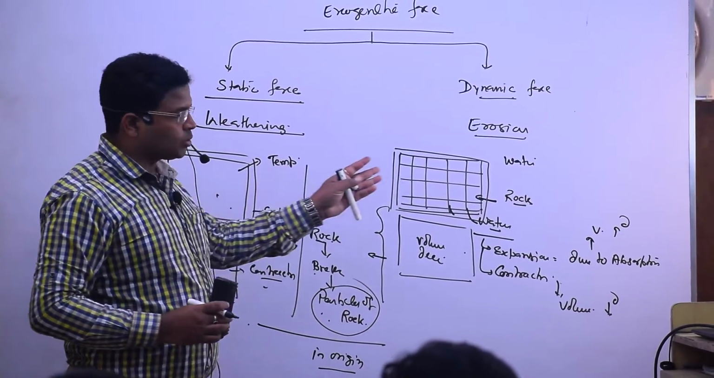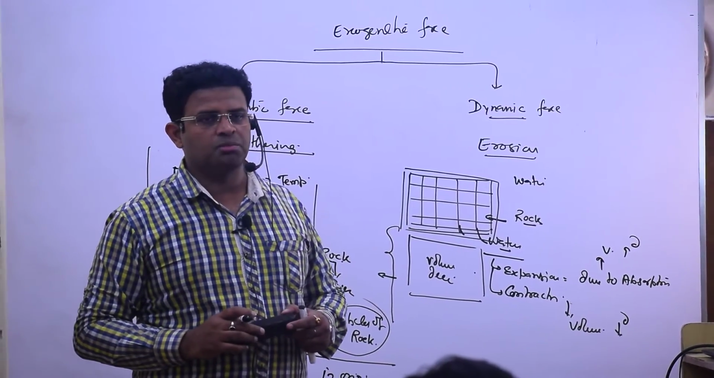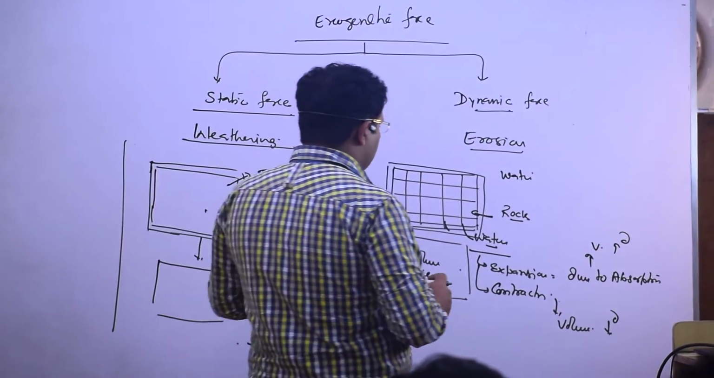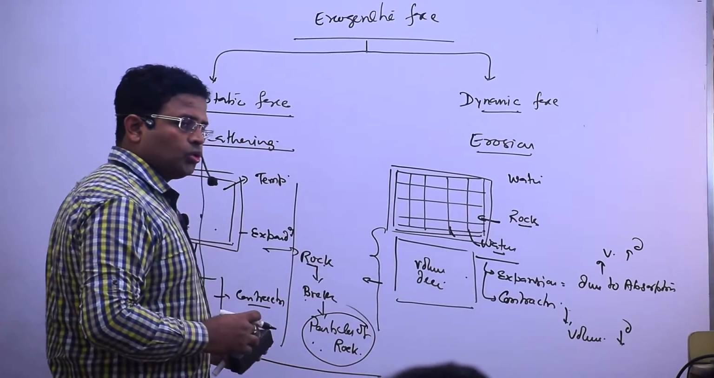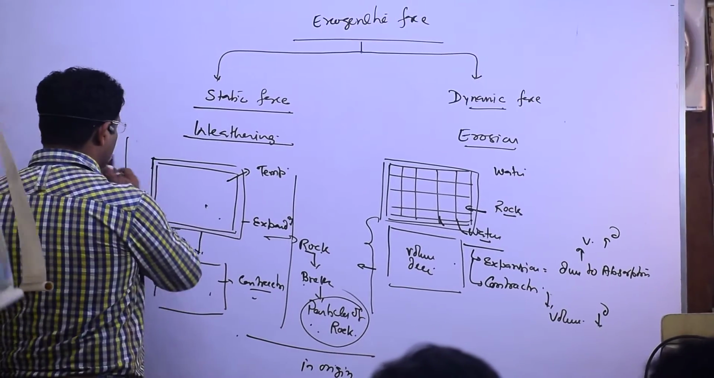And who is doing this one? Physical factors: temperature, pressure, rainfall. Understood this one? So who is doing it? Physical factors are doing it: expansion, contraction and all. Water.